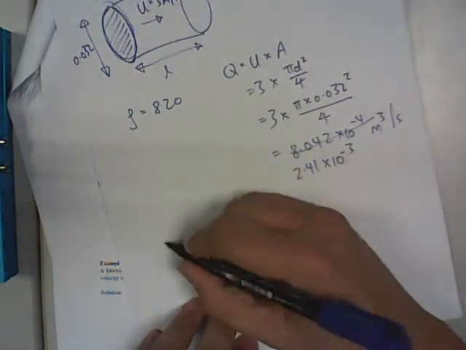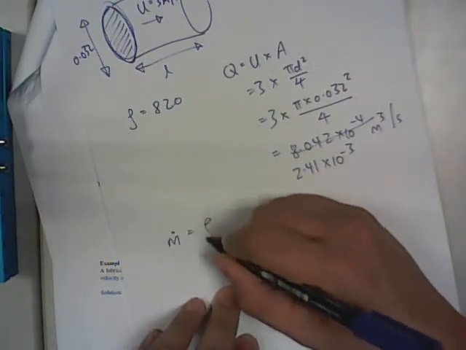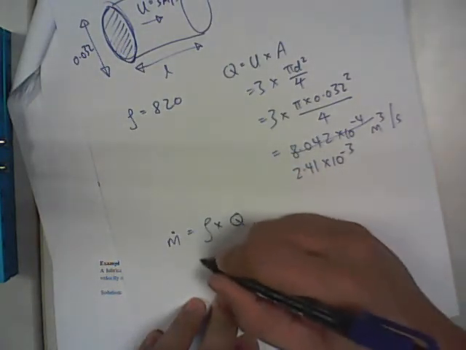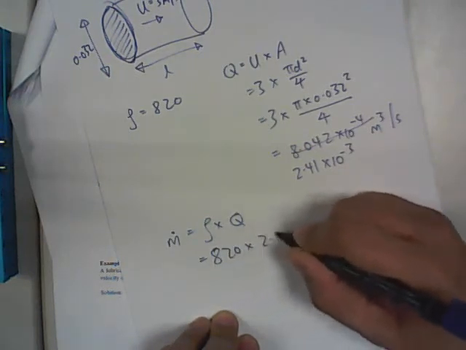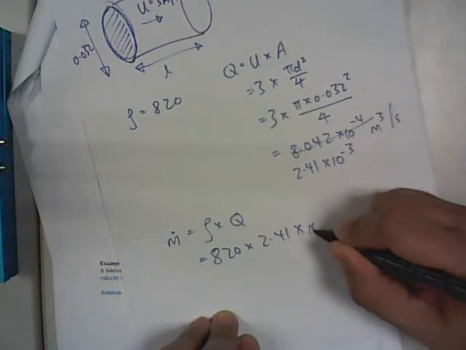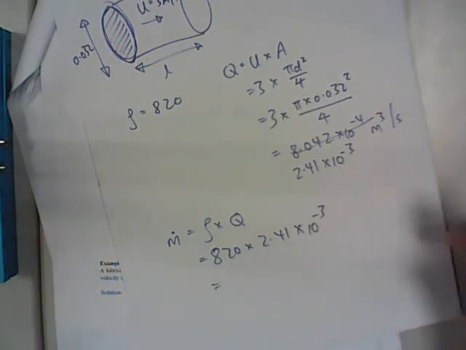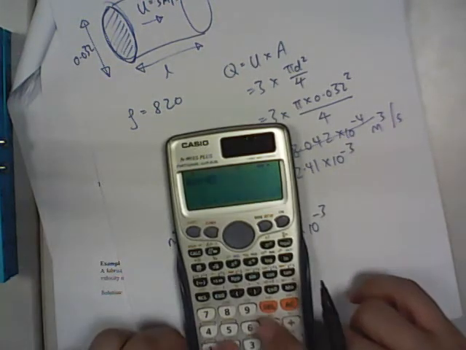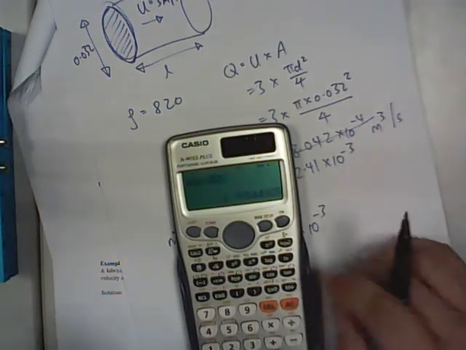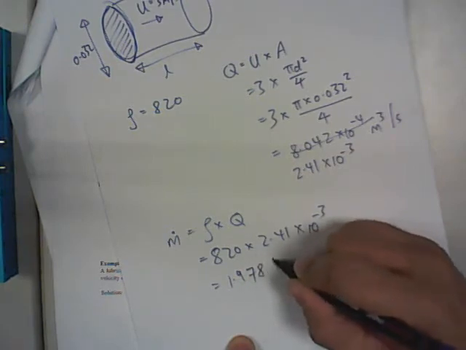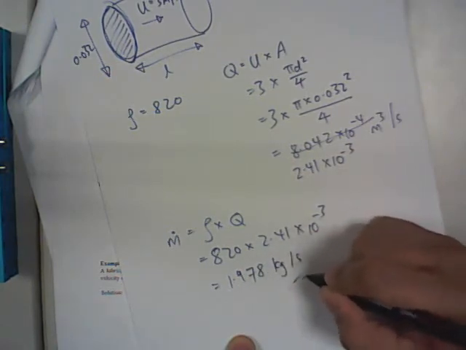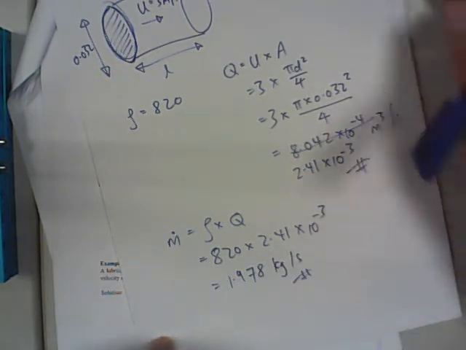And the mass flow rate is simply density multiplied by your newfound Q. 820 times 2.41 times 10 to the power minus 3 gives you 1.978 kilograms per second. So these two are the answers.